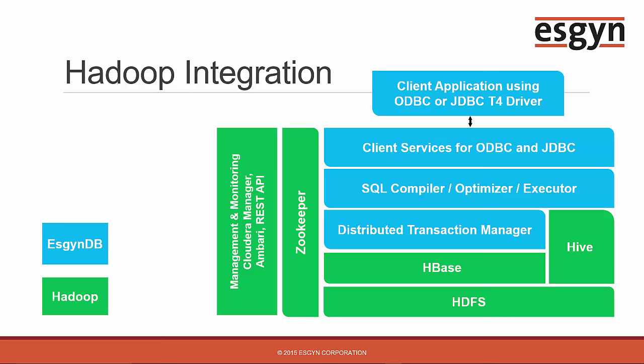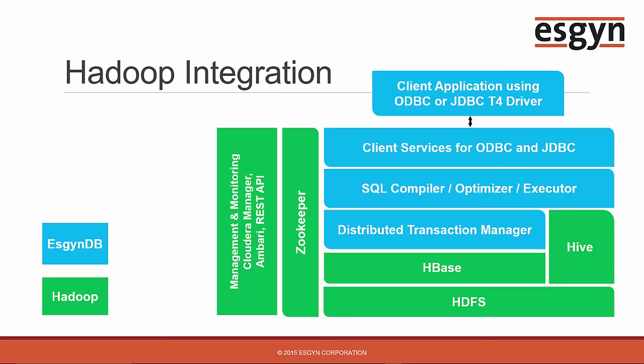And having a distributed transaction manager solves the problem of having consistent secondary indexes in HBase. So this by itself is a big step forward. Then on top of that, we add our SQL compiler and optimizer and executor. So this is Apache Trafodion with EsgynDB hardening.